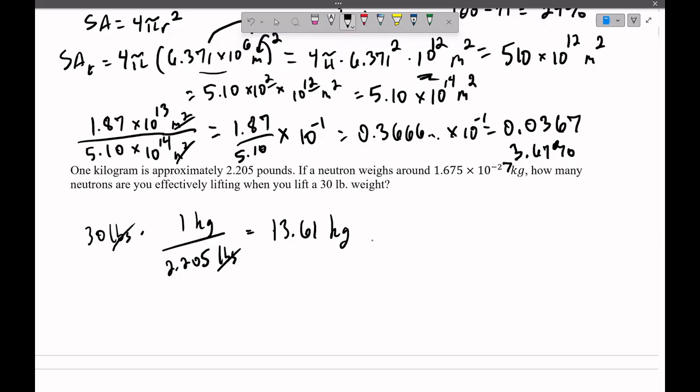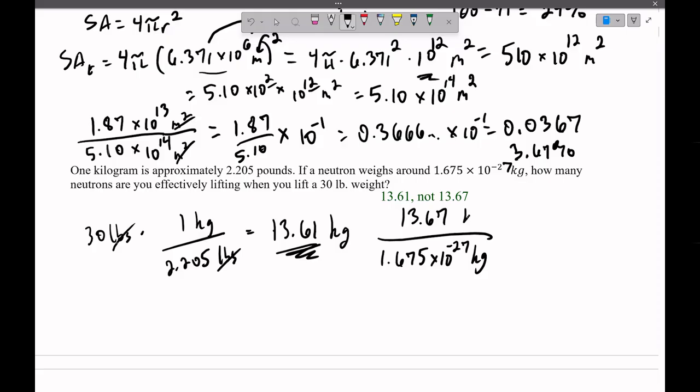Okay. And now we know that a single neutron is 1.675 times 10 to the negative 27. So all we have to do is figure out how many times that weight of the neutron can go into the mass of the weight that we're talking about here. In other words, we're going to divide. So 13.67 divided by 1.675 times 10 to the negative 27 kilograms. This is kilograms of the weight and kilograms of neutron. Of course, those cancel and just give us a number.